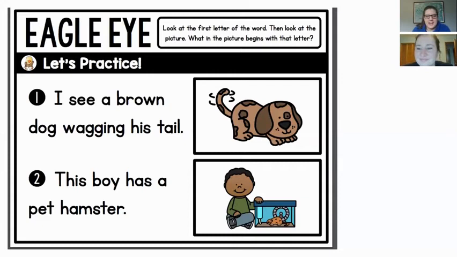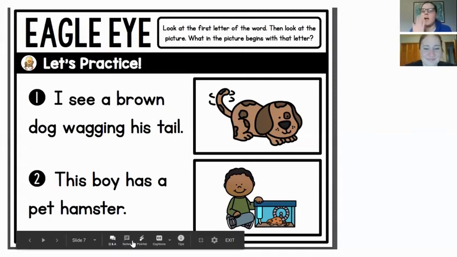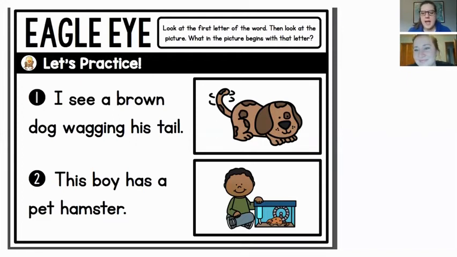All right, I'm going to try it again. This boy has a pet. Ooh, that's a hard word. I see it starts with an H. H makes a sound. I see a boy and a hamster in its cage. Hamster starts with the same sound I'm looking for. Hamster. This boy has a pet hamster.